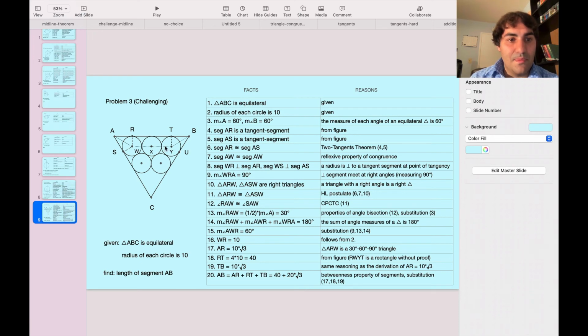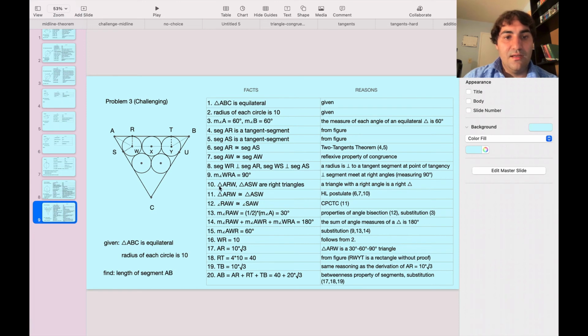And what we're going to do is take segment AW, which is congruent to itself. Segment WR is perpendicular to segment AR, because WR is a radius and AR is a tangent segment. We know that the radius is perpendicular to the tangent segment, and we know that segment WS is perpendicular to segment AS. So the measure of angle WRA, this angle here, is going to be 90 degrees.